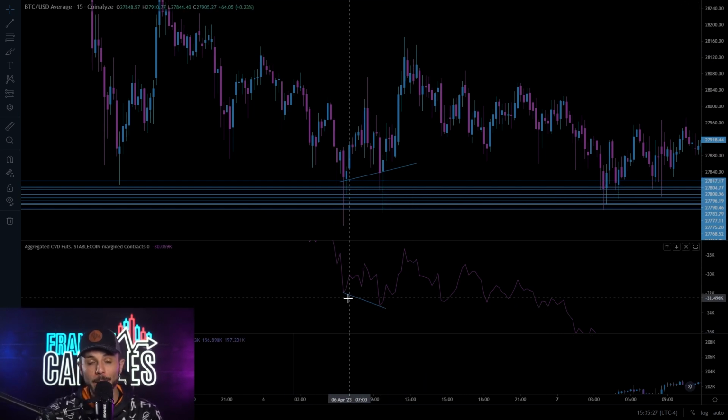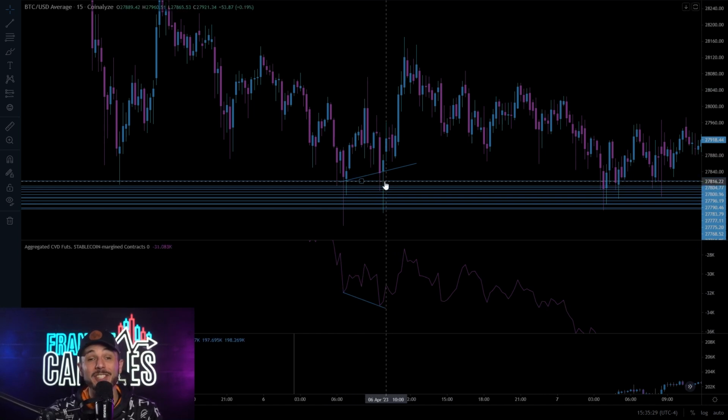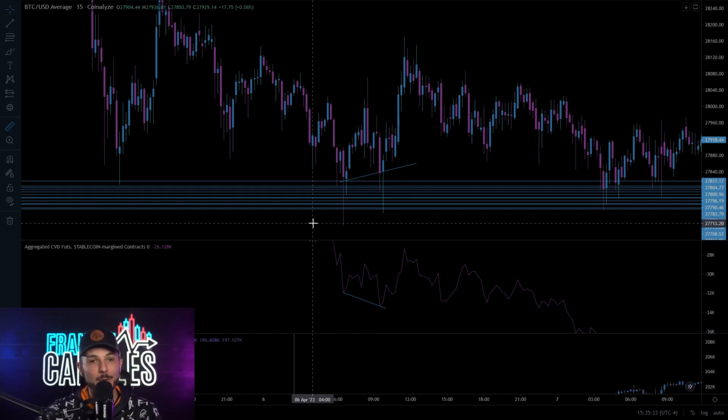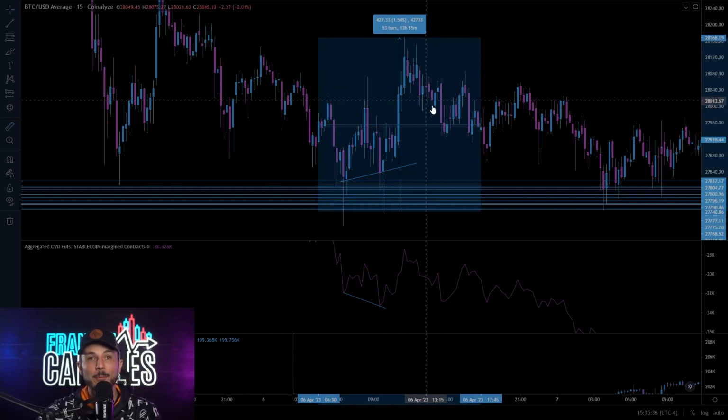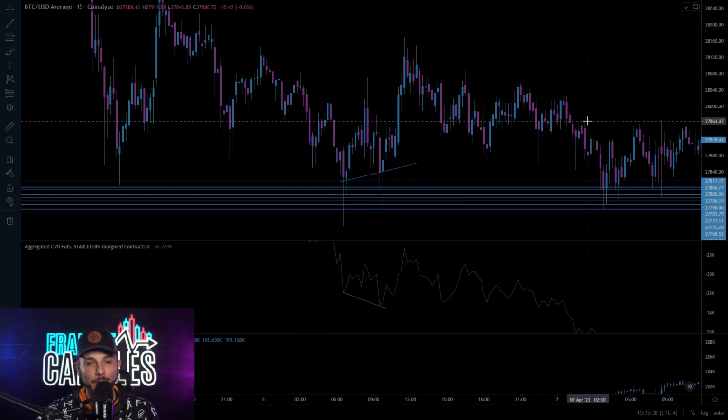And basically what we're doing by looking at these is trying to just hitch a ride on that whale's momentum to get that rip to the upside, which you can see we actually got here, and that move was about 1.5% for a beautiful little scalp.